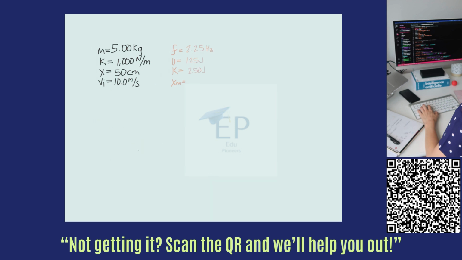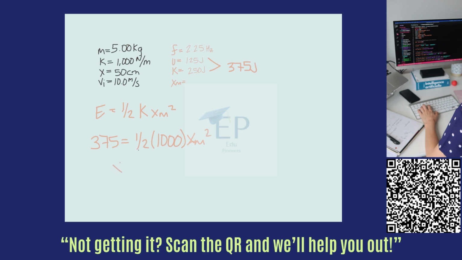Finally, I'm being asked to find the amplitude of this. And for this one, we're going to use the equation where total energy equals 1/2 your spring constant times your amplitude squared. We have our total energy, which is going to be our kinetic plus our potential, which is 375 joules. So 375 equals 1/2 times 1,000 times our amplitude squared.